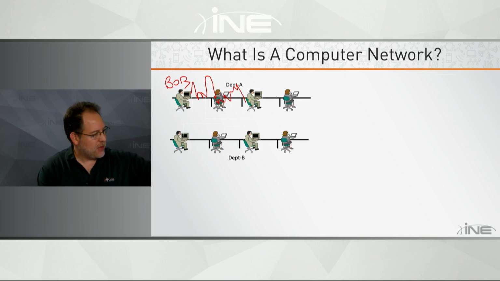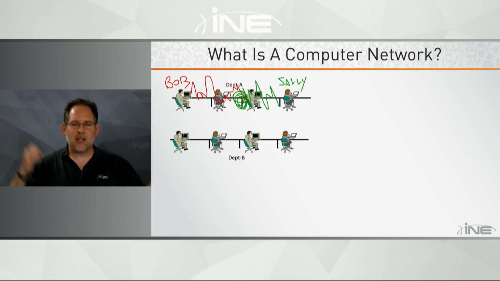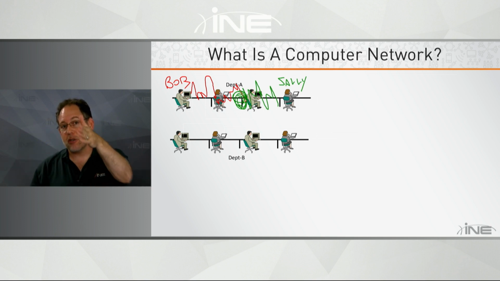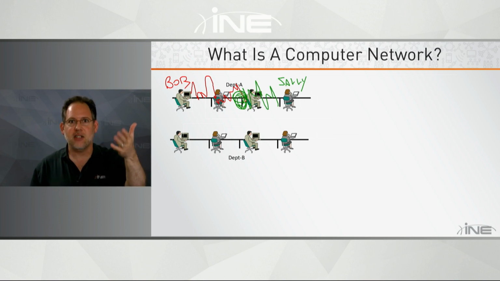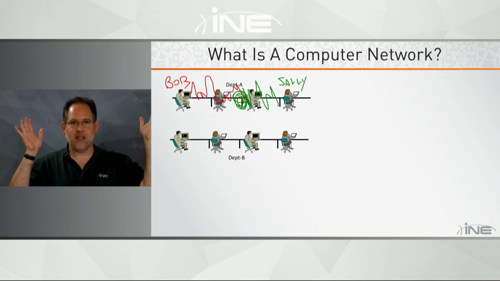Well, if at the same time, Sally right here starts putting her electrical energy on the wire, right where it meets, that means that electrical energy is colliding. And when you put electrical energy on the wire, it has to look a certain way. It has to conform to certain rules so the person who's receiving that electrical energy can make heads or tails of it. They can tell what kind of data it is. It's just not random electrical noise.